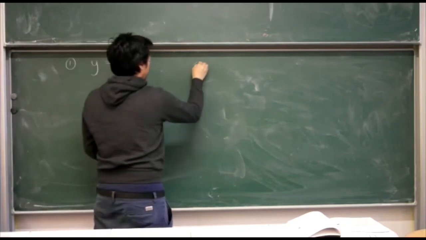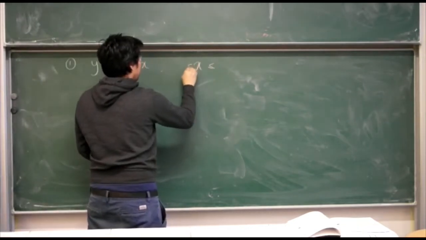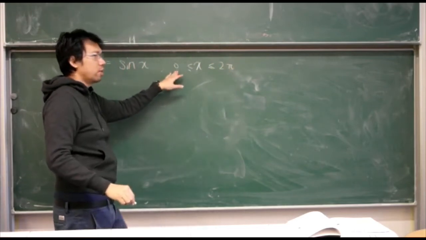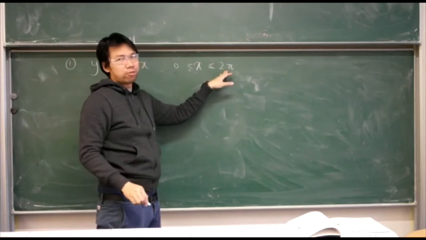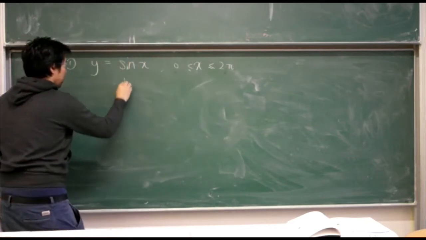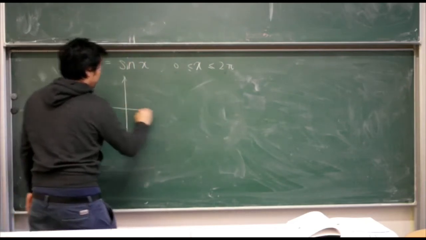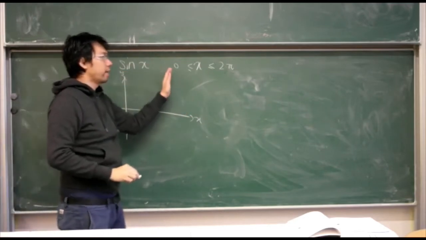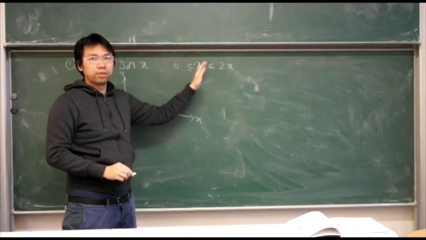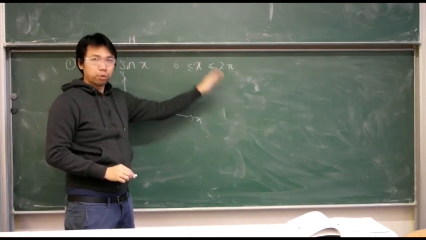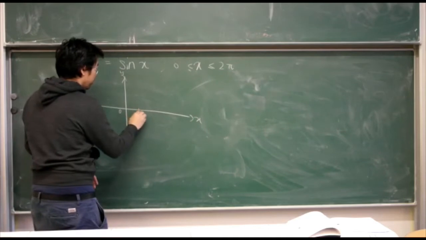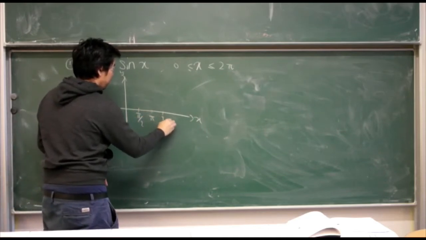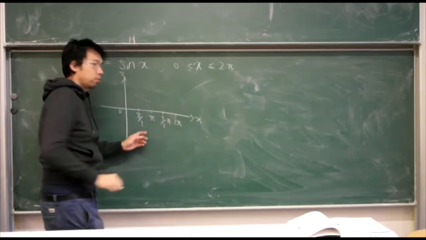And the domain of x is between 0 and 2 pi. Again, 0 is 0 degrees, 2 pi in degrees is 360 degrees. So in order to sketch this graph, first you need to get intervals of 90 degrees, which is an interval of pi over 2. So we have 0, pi over 2, pi, 3 over 2 pi, and 2 pi.